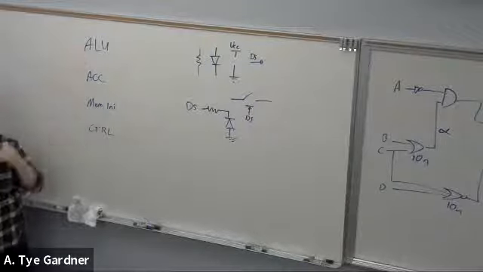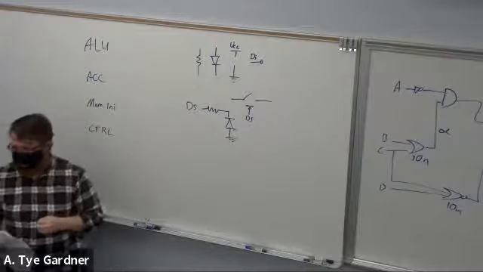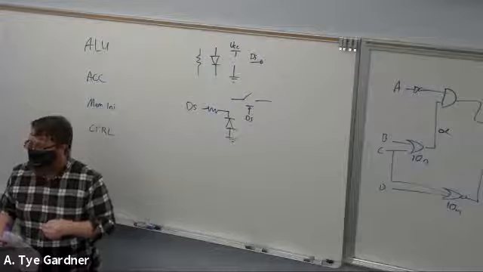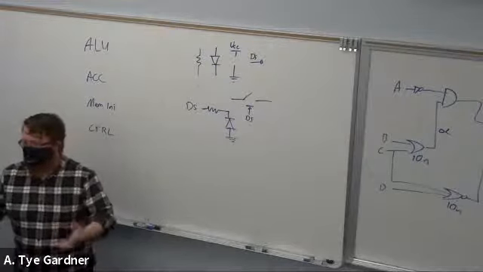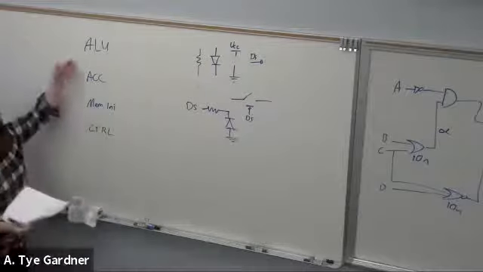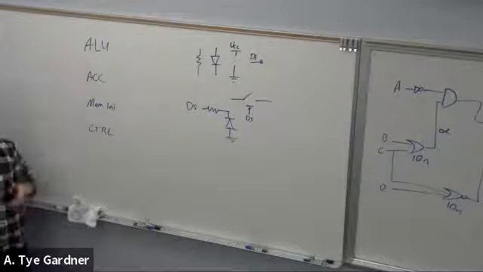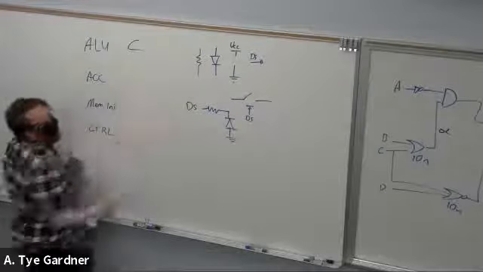What is the difference between combinational and sequential logic? Is it the clock? It's clocked and it has memory. It remembers what happened before. Does the ALU remember what happened before? No, it doesn't. Therefore, combinational.